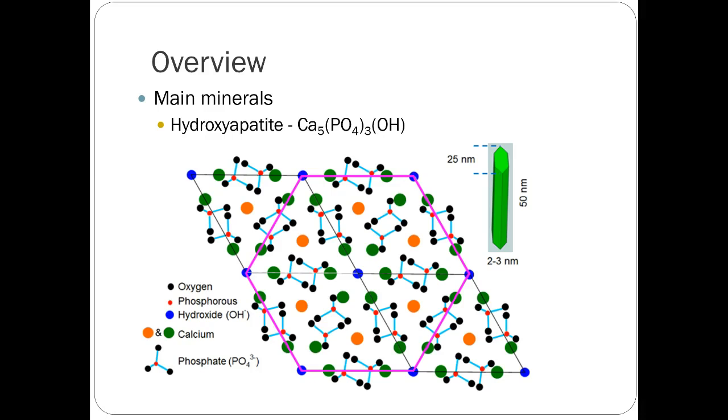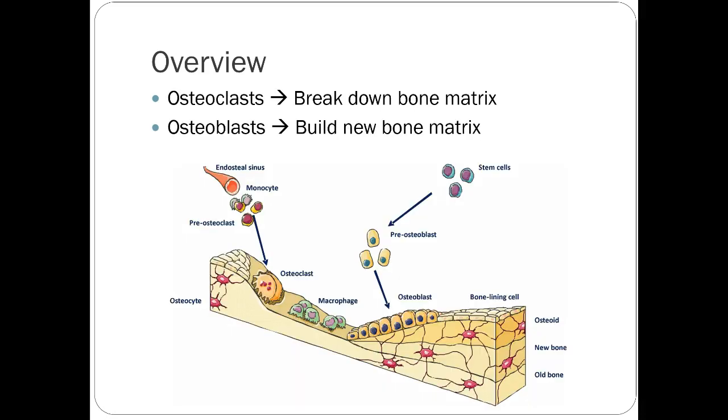But anyway, calcium and phosphorus being the main components of bone, and you can see the structure there. Obviously, we don't really care too much about that, but what's more important is how the bones are built up, excuse me, and broken down. And that has to do with the osteoclast and osteoblast process. So osteoclasts break down bone matrix, and osteoblasts build.